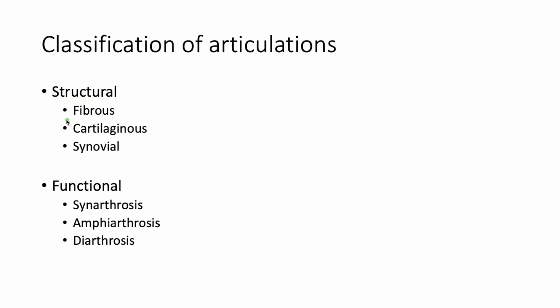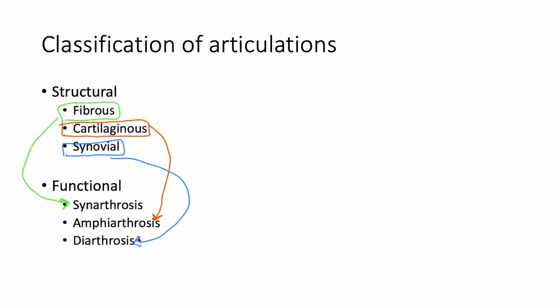So fibrous joints, almost all of them are synarthrosis. So almost all your fibrous joints do not move. Almost all of your cartilaginous joints are amphiarthrotic, which means they're slightly movable. And all of your synovial joints, every single one, is a diarthrosis. All your synovial joints can move freely.